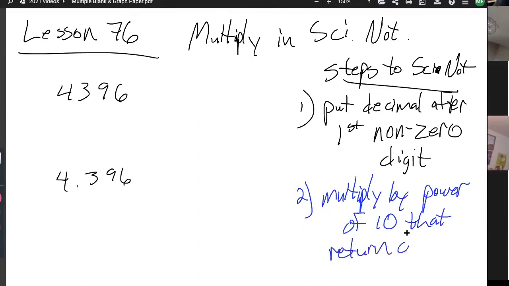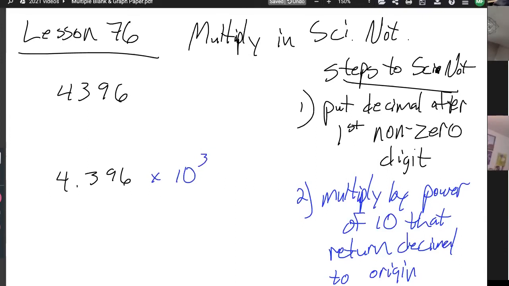Return decimal, and starting place is origin. So return decimal back to origin or original place, right? So we got to move it 3 places to the right. So we need a 10 to the positive 3. So that's just a little review on SINOT.